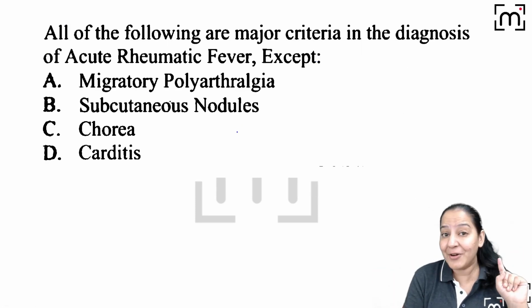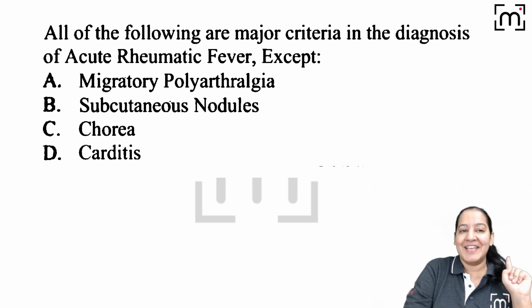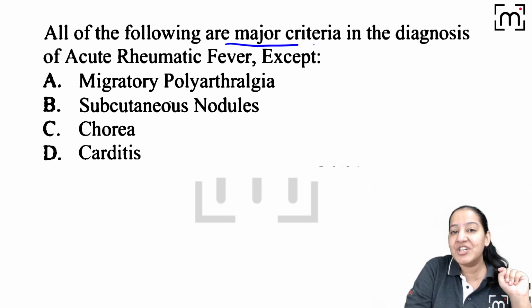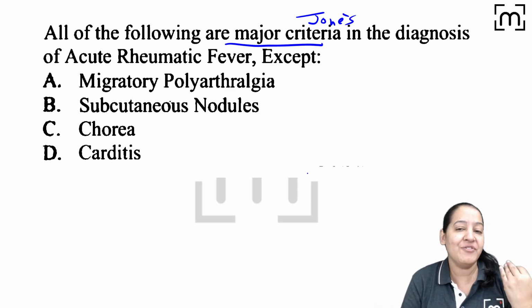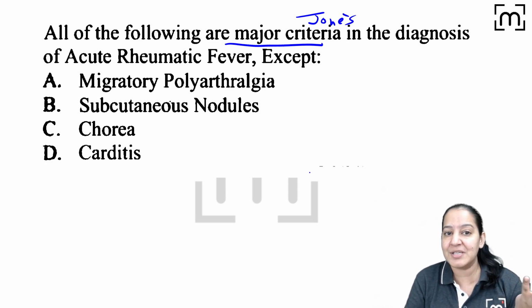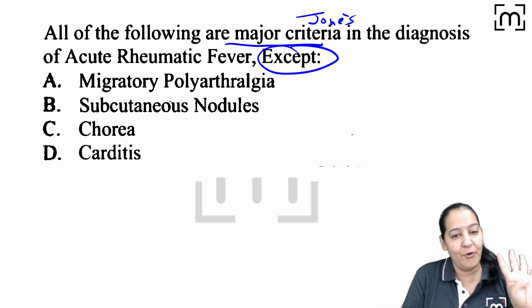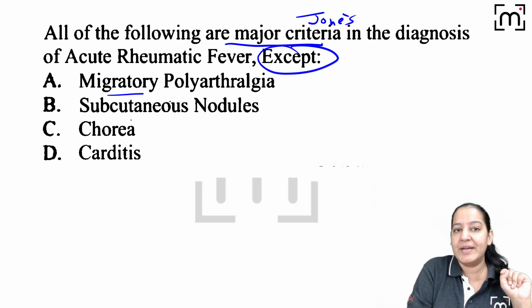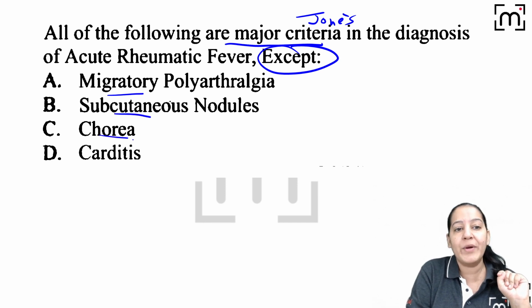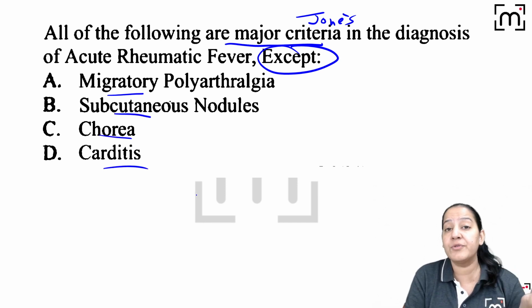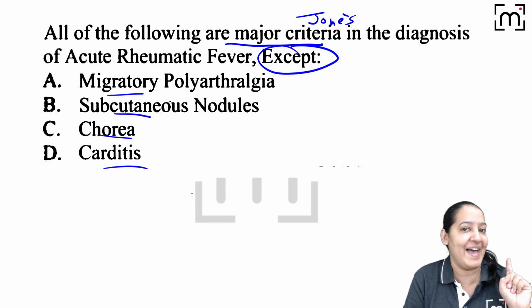The second question, I'm not telling you the answer right now. All of the following are the major Jones criteria, which I am going to teach you today, in the diagnosis of rheumatic fever except. Don't miss the word except. There are 4 options: migratory polyarthritis, subcutaneous nodules, chorea, or carditis. What do you think? What is the correct answer? Why don't you write in the comment box and check yourself in the end.